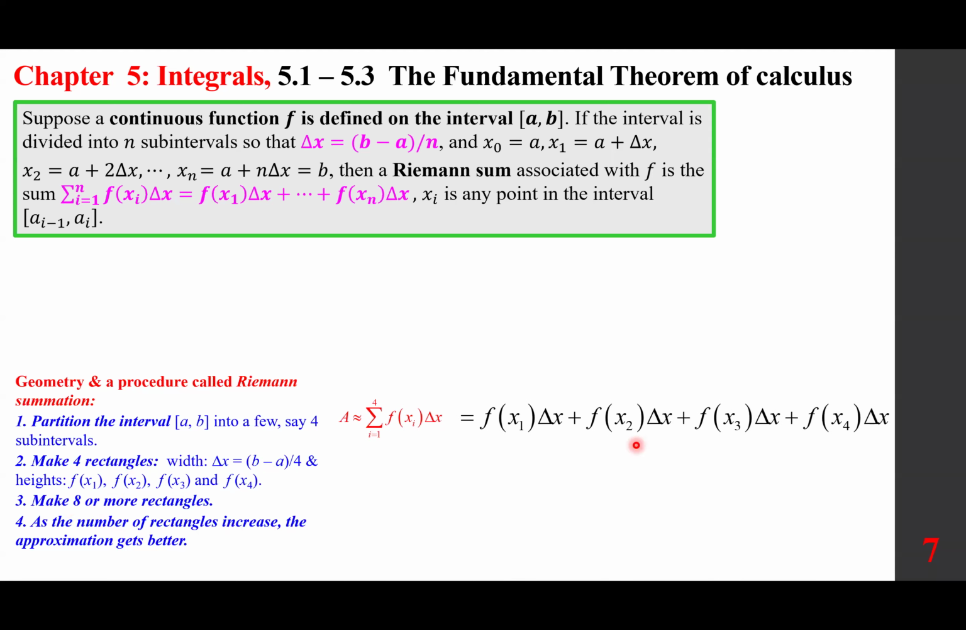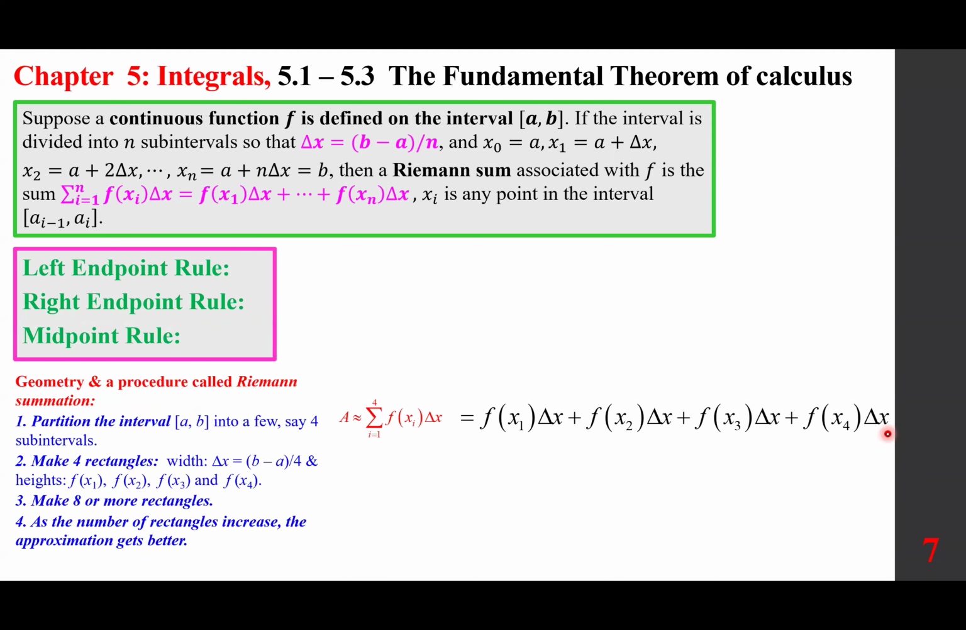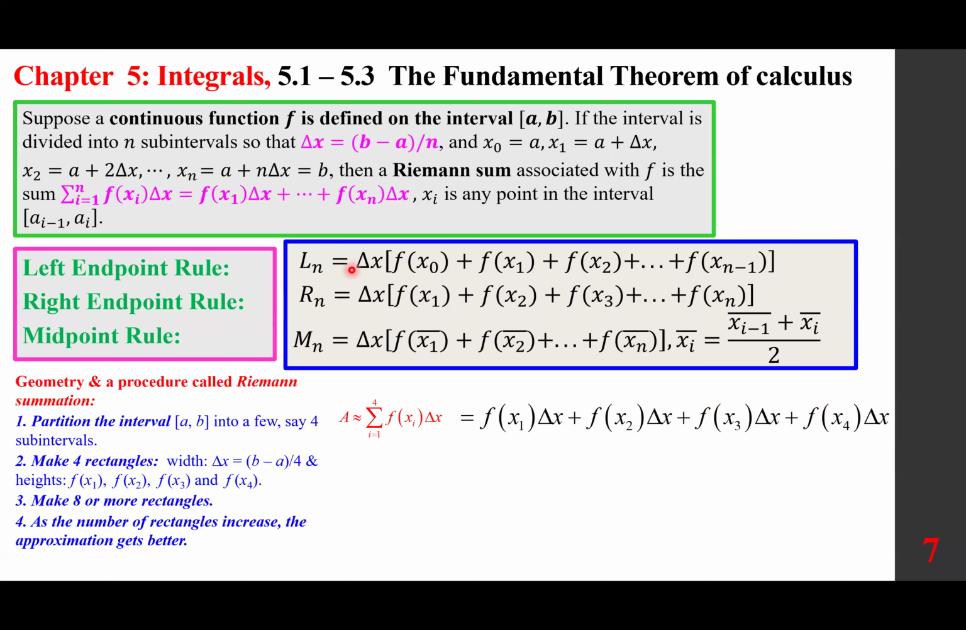So here's the approximation. A is almost the summation of f of x sub i delta x as i goes from 1 to n. In this case, n was 4. And if you expand, it looks like that. The left endpoints, the right endpoints, and the midpoints. For the left endpoints, f of x sub 0 or a is used, but f of b is not used. For right endpoints, f of x sub n or b is used, but f of x sub 0 or a is not used, and the midpoint is in between.